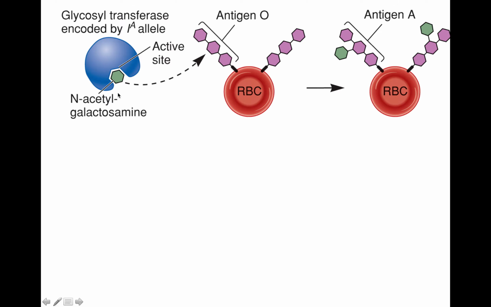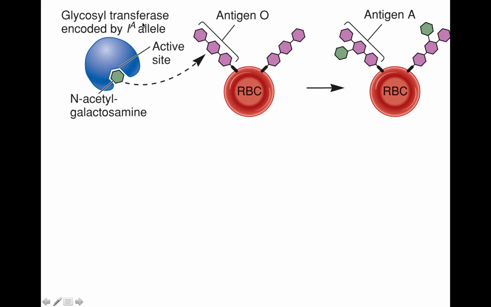Glycosyltransferase encoded by the IA allele will take N-acetylgalactosamine and attach it to one of the basic sugars on the coating of the red blood cell. When it does that, it creates an antigen called A. The unbranched form of the sugar on the surface of the red blood cell is called antigen O.